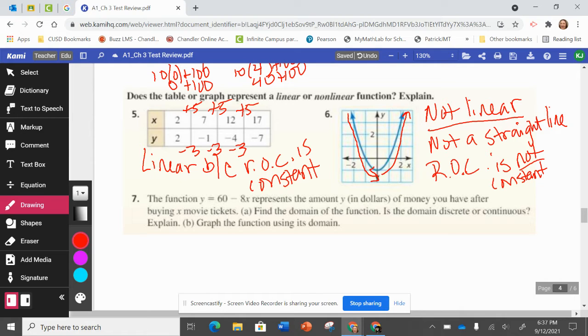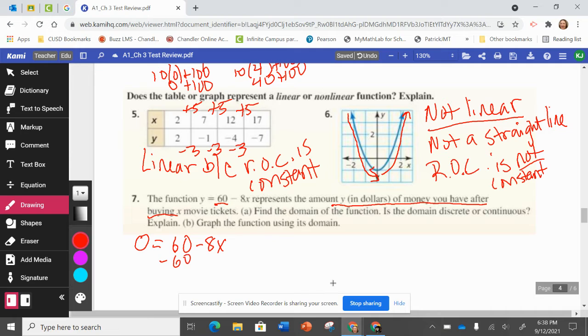For number 7, we're talking about buying movie tickets. So it looks like you have maybe $60 to start with, and then it's $8 per movie ticket. So find the domain of the function. Well, that means we need to know how many movie tickets we can have. So what would the y-intercept be, or when would I have no money left? Because it says y in dollars of money after buying movie tickets. So when will I have $0 left?